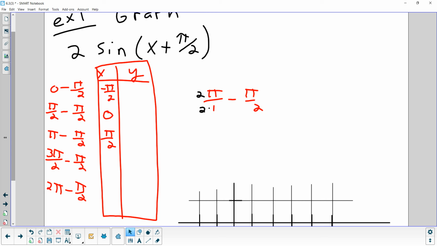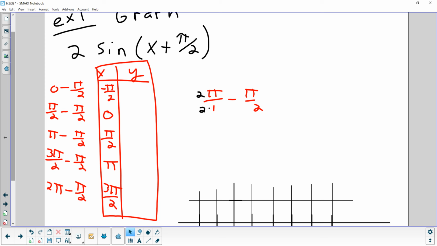Chris, what's 3 pi over 2 minus 1 pi over 2? Pi. Yep, it's 2 pi over 2, or we can reduce it to pi. And what about my last one? 2 pi minus pi over 2. 3 pi over 2. Yep, it's going to be 3 pi over 2. So these are values that are pretty common. You've seen them before. So once you get the pattern, then you can go with the pattern.